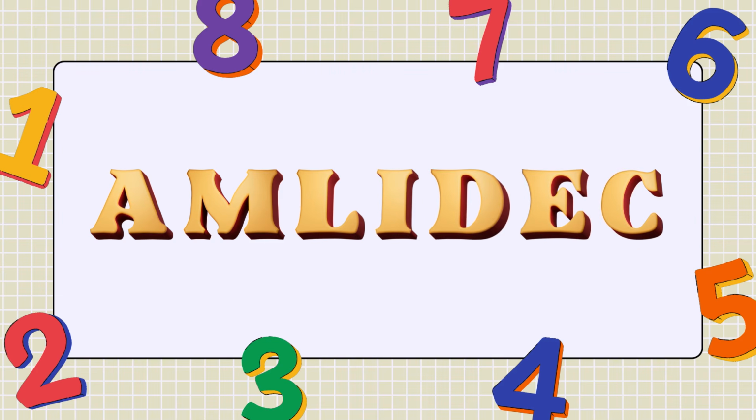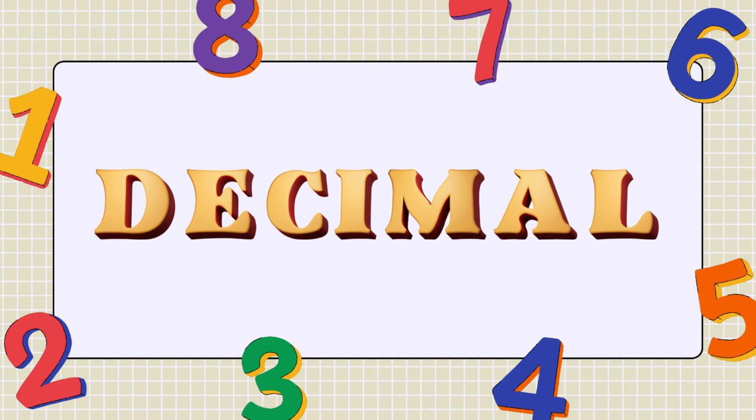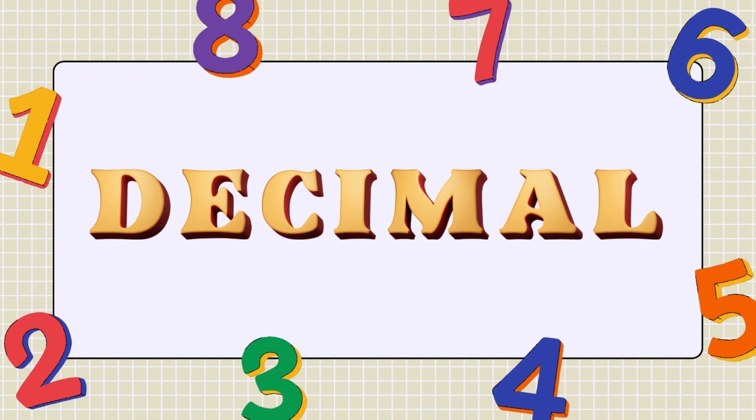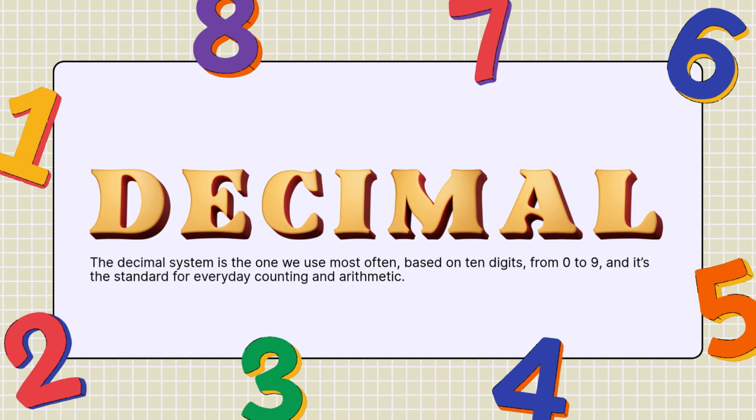Finally, we have A-M-L-I-D-E-C, which rearranges into... Very good, it's decimal. Do you know what decimal means? Yes, the decimal system is the one we use most often, based on 10 digits, from 0 to 9, and it's the standard for everyday counting and arithmetic.